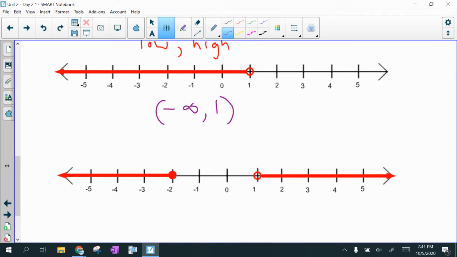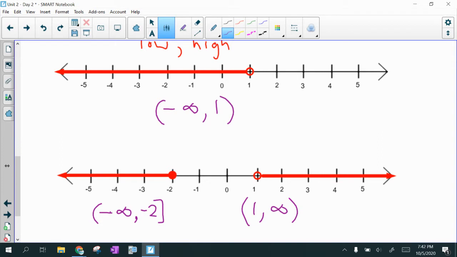So in this case, I'm going from the lowest value, negative infinity, up to -2. But, and I emphasize the but very carefully, that's a closed dot, so I'm going to make sure I put a bracket there, and a parenthesis here. Then the next piece is going from 1 up to infinity, and again, it doesn't include the 1, so it's a parenthesis.